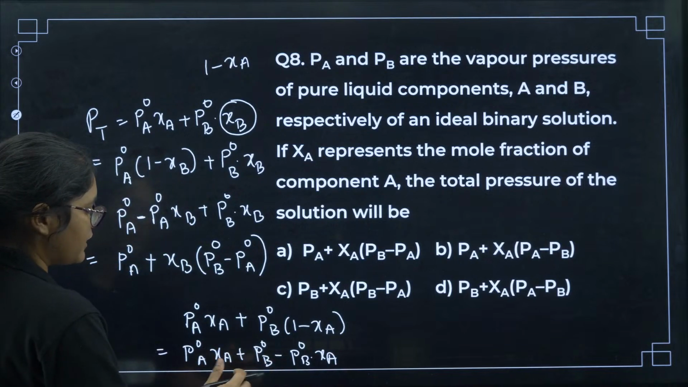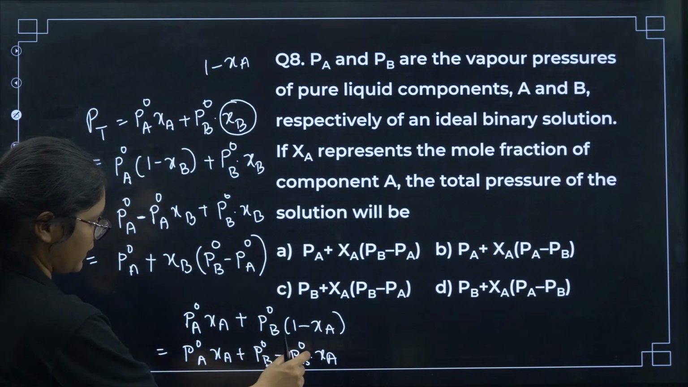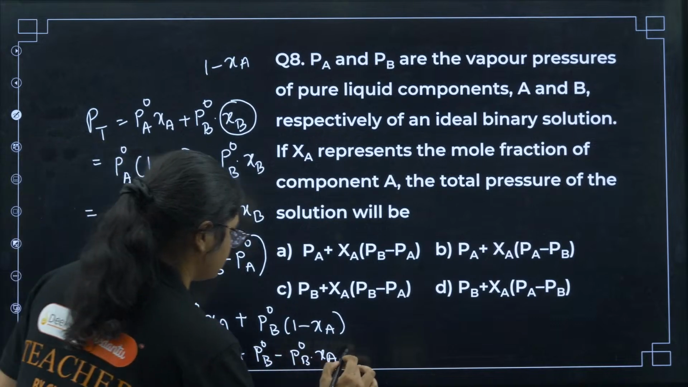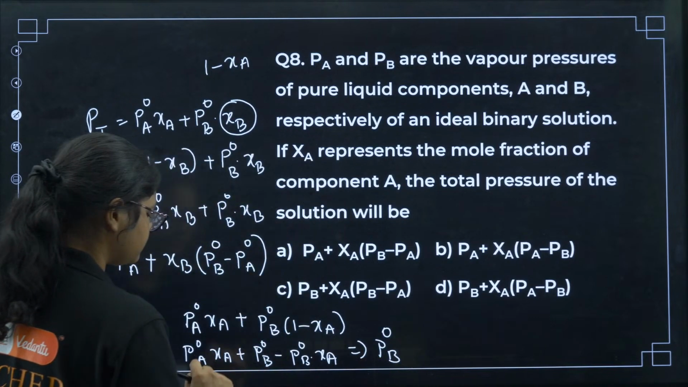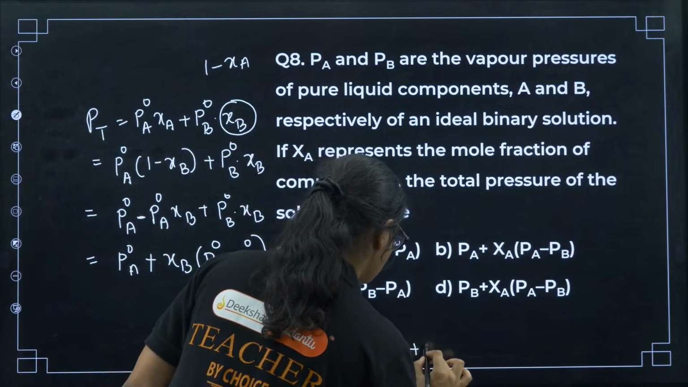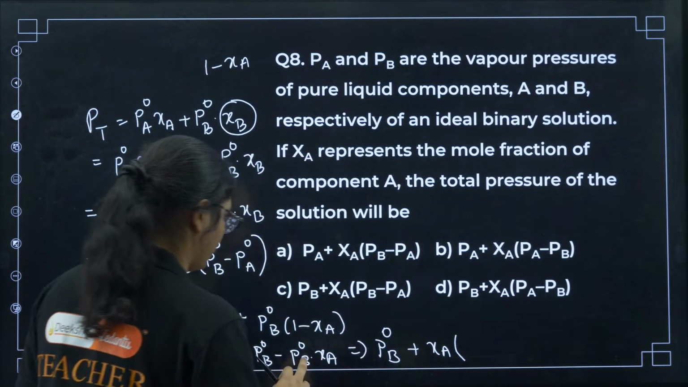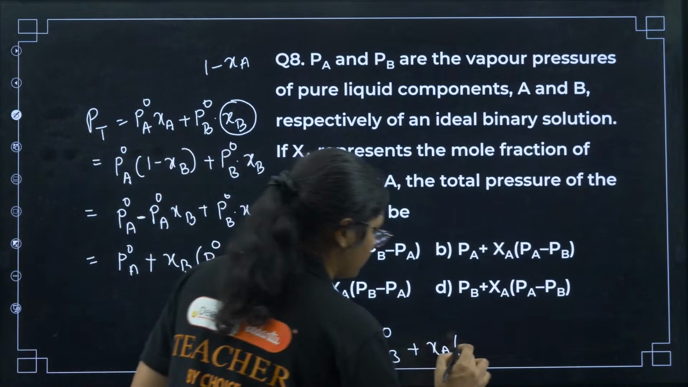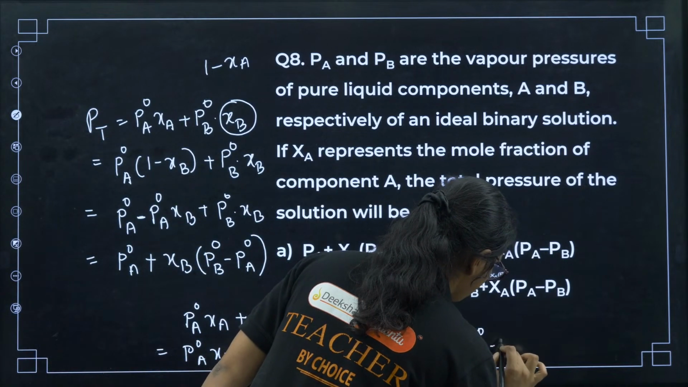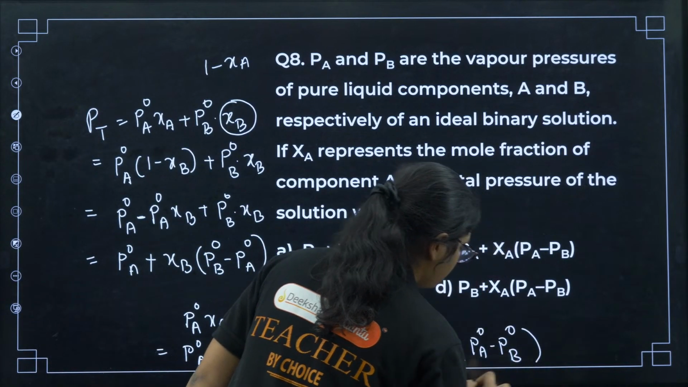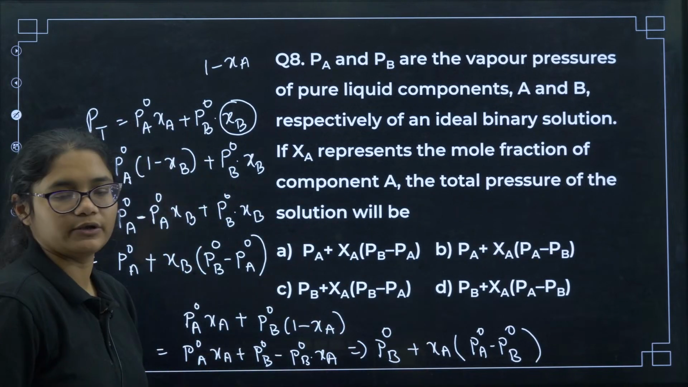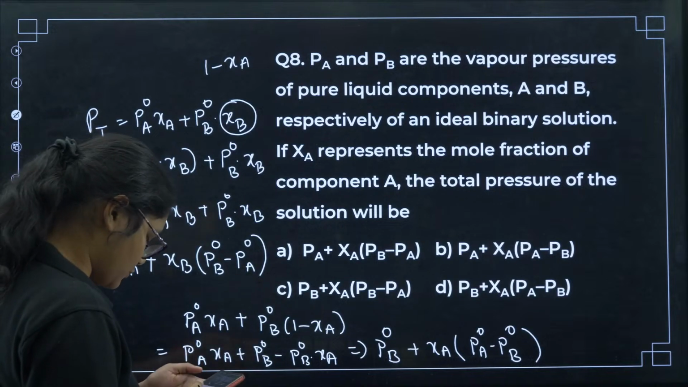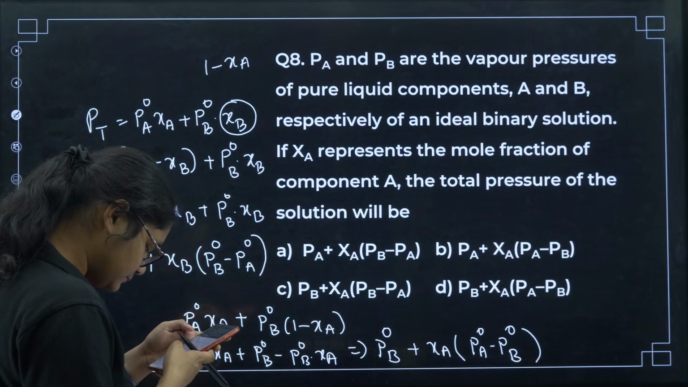Okay, now what will happen? Now you have this term, right? You can take XA common from both the sides. So you will get here P naught B plus XA into (P naught A minus P naught B). Okay, so this is the answer.